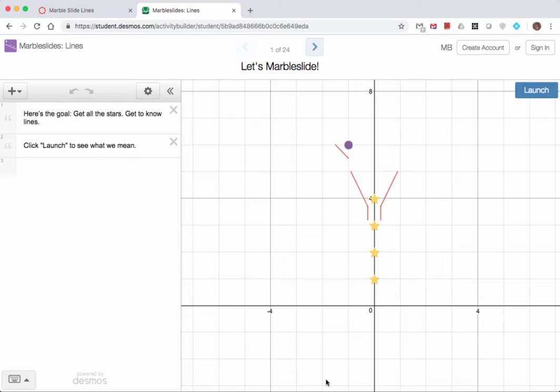So this is the preliminary video. It's just to take you through the warm-up and verify what they did. This is the first screen that you get introduced to. It says, here's the goal: get all the stars, get to know lines.